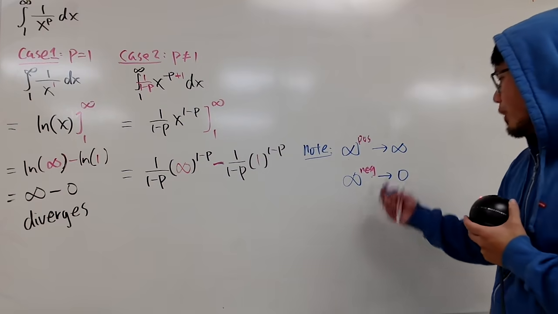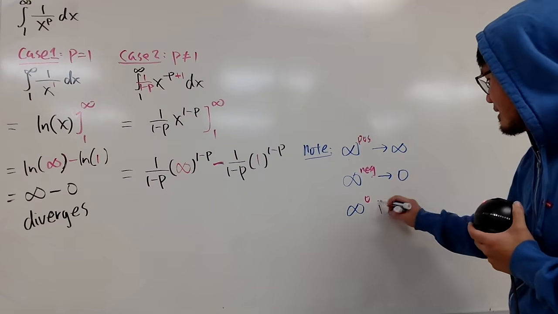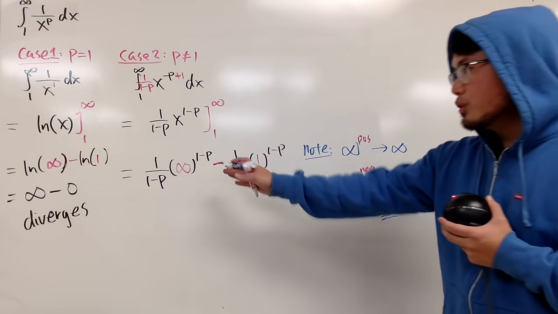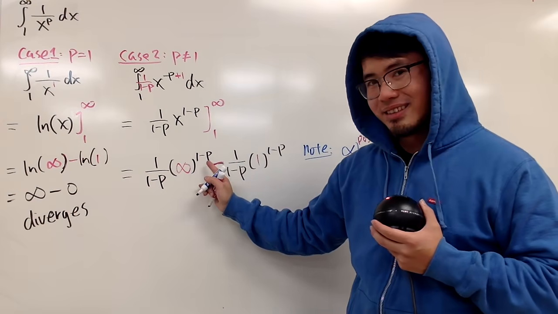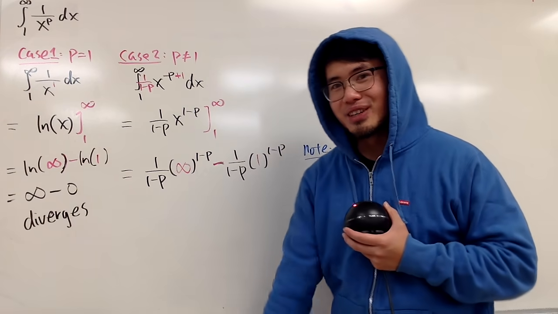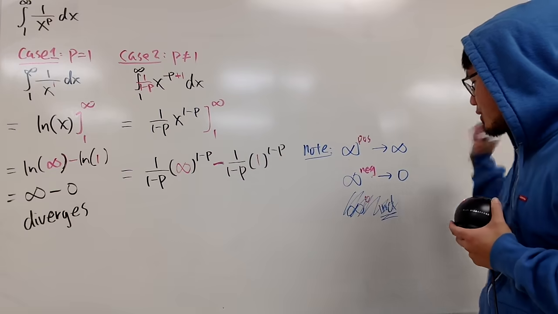And by the way, you might be wondering, where is infinity to the 0 power then? This right here is an indeterminate form, right? But we don't need to worry about the indeterminate form in this situation because p is not 1, right? As you can see, 1 minus 1 would be 0, but p is not 1, so you can never get 0. And we don't have this in that case. So you can just kind of scratch that out.